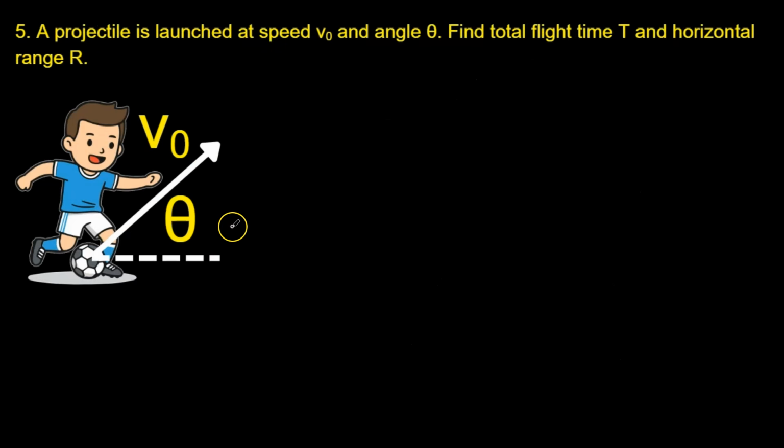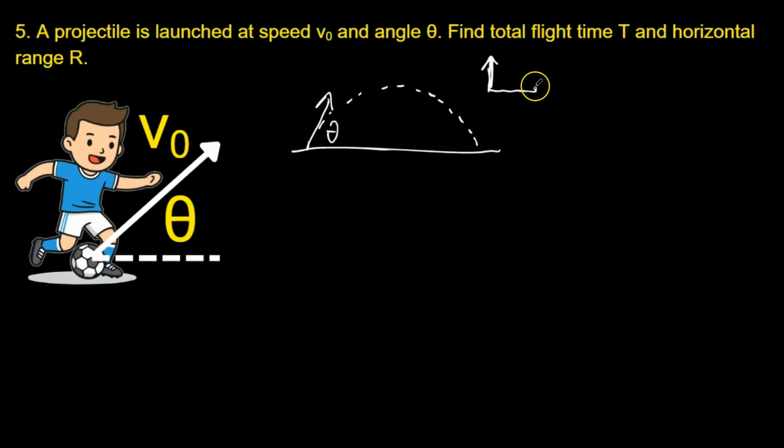Question 5 is a projectile launched at an angle problem. A projectile is launched at speed v naught and angle theta. Find the total flight time t and horizontal range R. Let's start with a quick sketch and indicate the positive direction. The next step will be to create our variables chart. This will help us organize all the numbers.